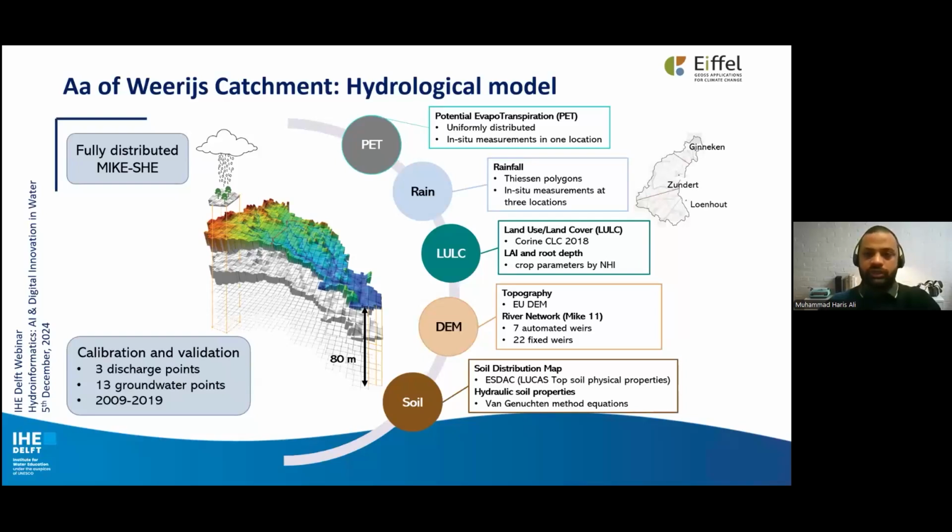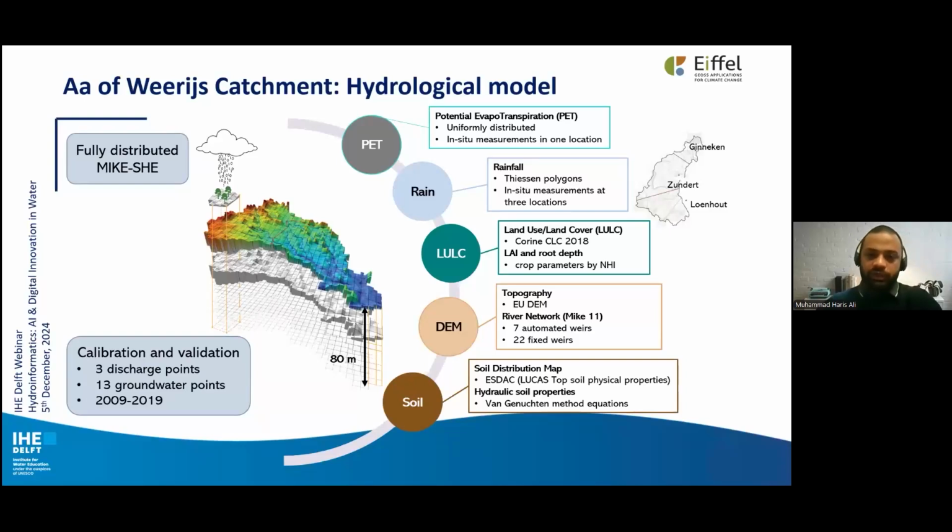and in the groundwater. For this, we used combined data. Some of the data we used was locally available from the water board, and as the catchment is transboundary, to have synchronization between the Netherlands part and the Belgium part of the catchment, we used land use and digital elevation models, which are global products.